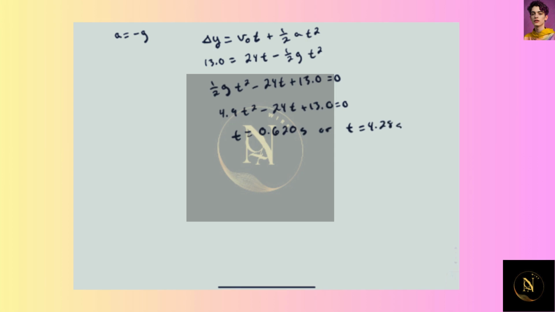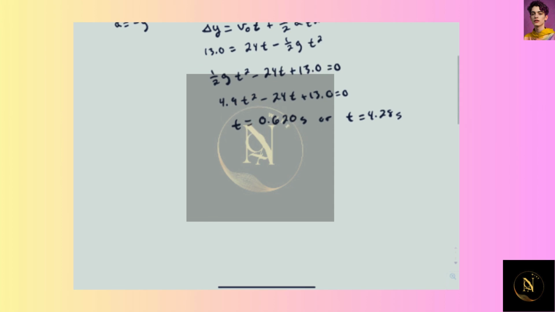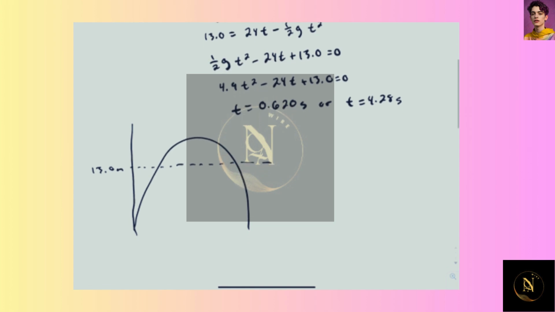And this is because if we're throwing a stone upwards, it's going to go up and then it's going to come back down, right? And at this certain height, we have 13 meters. I'll just call some height 13 meters. If we notice, this parabola is going to hit that line twice. And so right here is the first t, and right here is the second t.